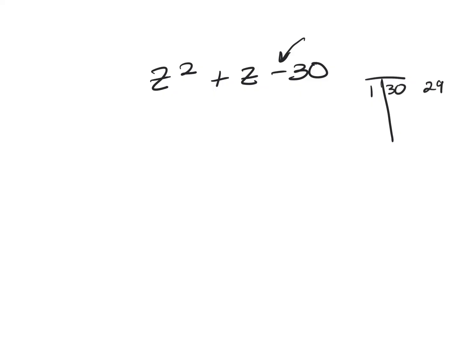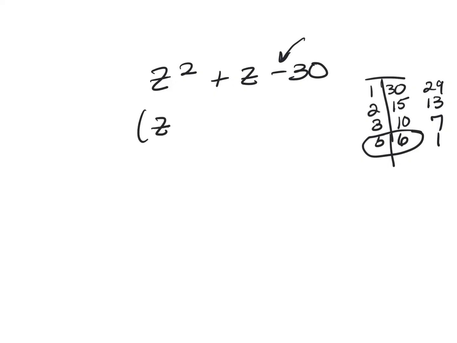Let's take again, I have a minus here, so I'm going to subtract my factors to find my middle term. 1 and 30 subtracts to 29, that doesn't work. 2 goes in 15 times, subtract to 13, doesn't work. 3 goes in 10 times, subtract to 7, doesn't work. 4 doesn't go in. 5 goes in 6 times, subtract to 1, that works.